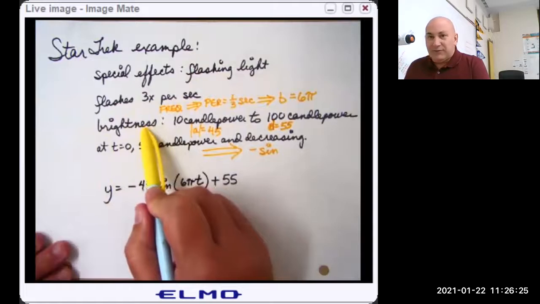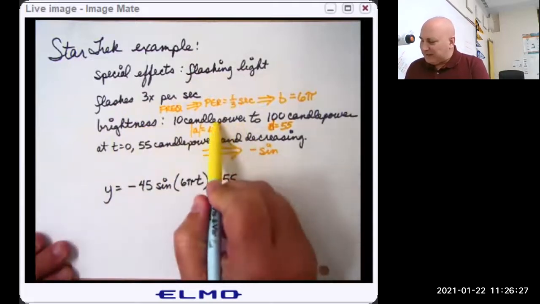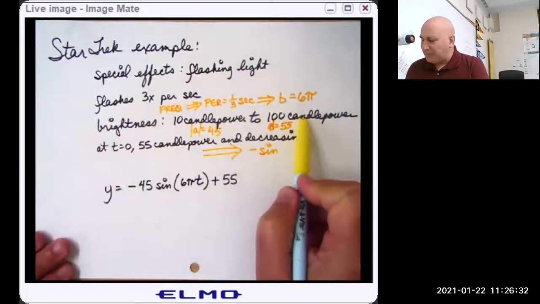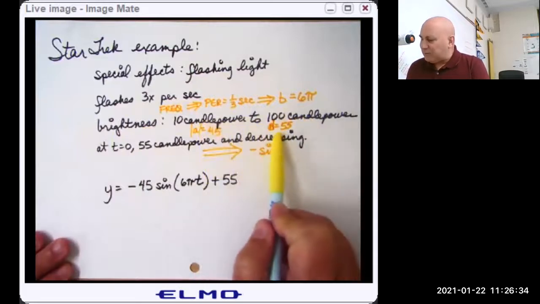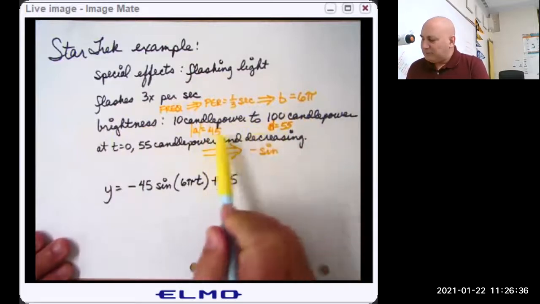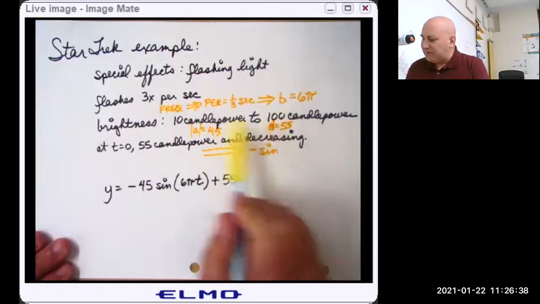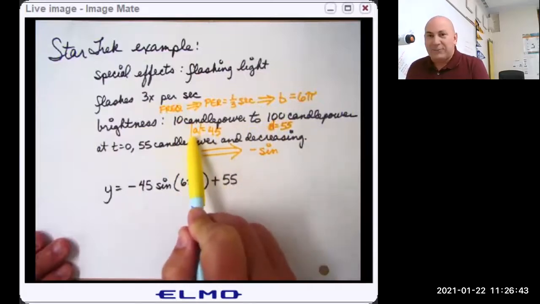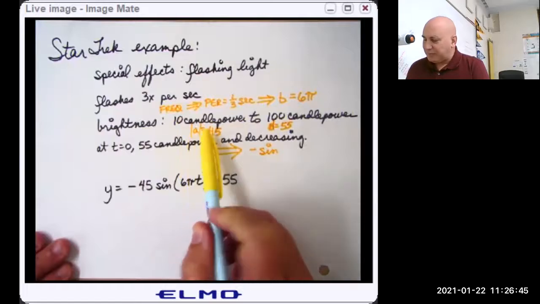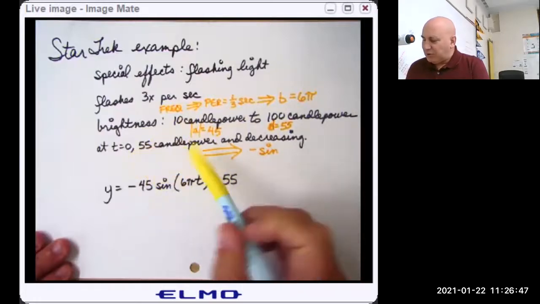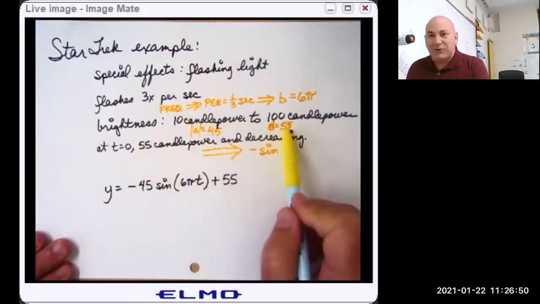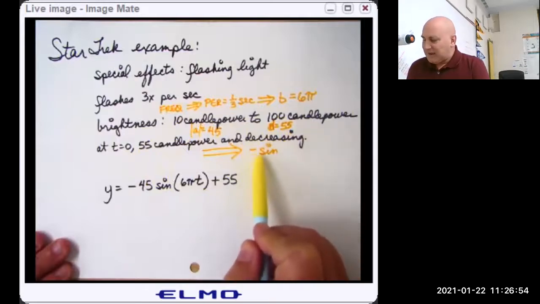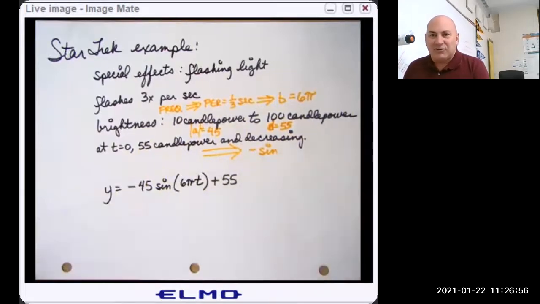The brightness of that light ranged from a minimum of 10 candle power to a maximum of 100 candle power. So average those, that tells you your midline is 55. And from 55 to 100 and 55 to 10, your amplitude is 45. So your absolute value of A is 45. And at t equals 0, you're at 55 candle power, so you're at the midline and decreasing. That is a negative sine function.